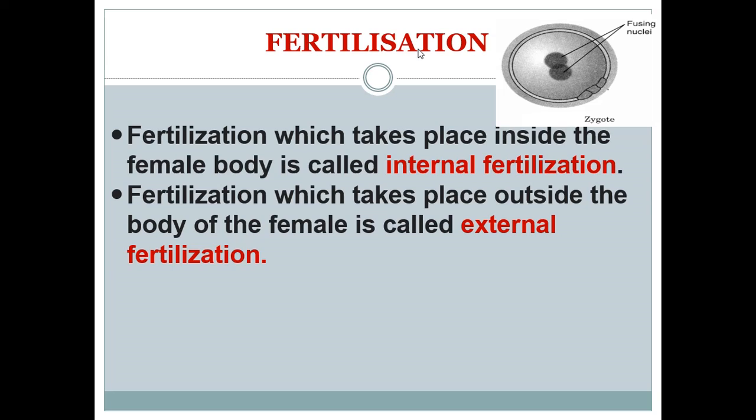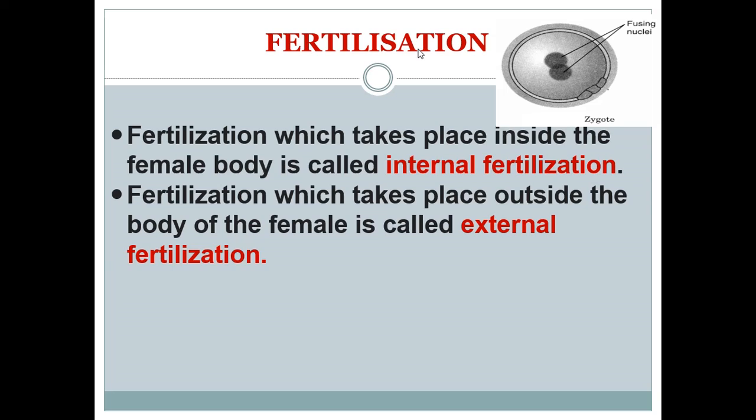This results in fertilization. This type of fertilization, in which the fusion of male and female gametes takes place outside the body of the female, is called external fertilization. Understood, children? When the male and female toads or frogs come together in water, the female lays hundreds of eggs, and a layer of jelly holds the eggs together and provides protection to them.